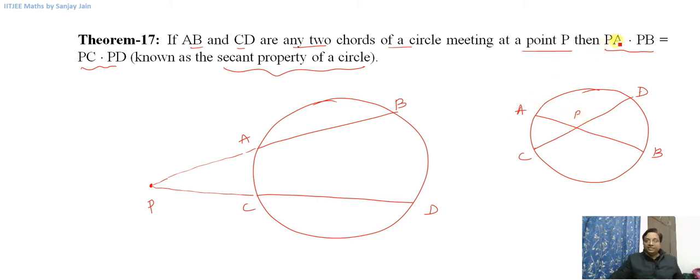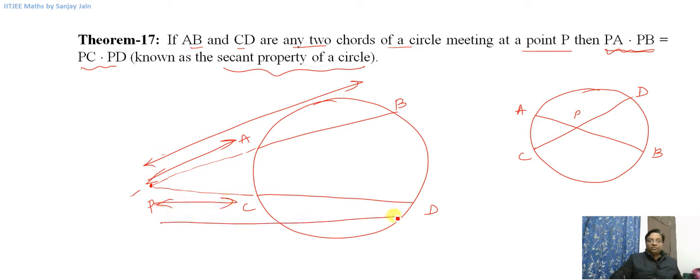In both these cases, PA into PB is going to be equal to PC into PD. And in this case also, the product of these segments PA into PB is going to be equal to the product of these segments PC into PD. How do we think about it? We will use the concept of similarity, as well as one more concept of cyclic quadrilaterals. Let me just show you.